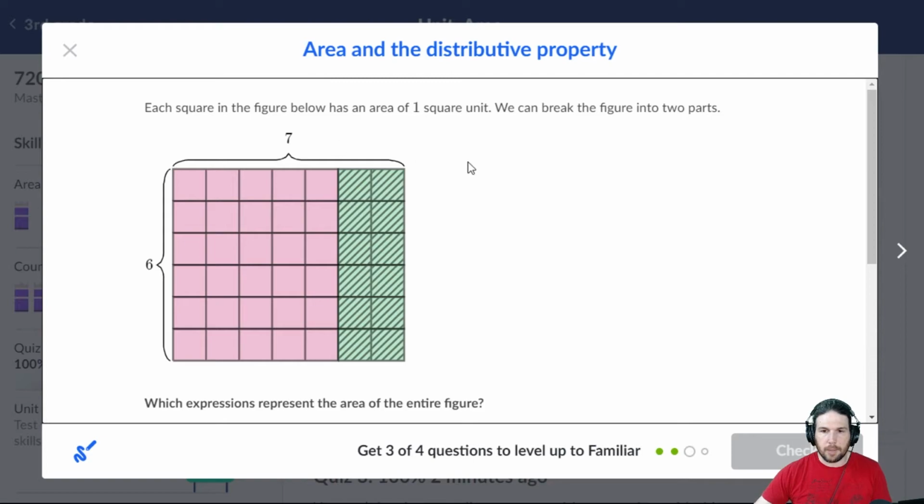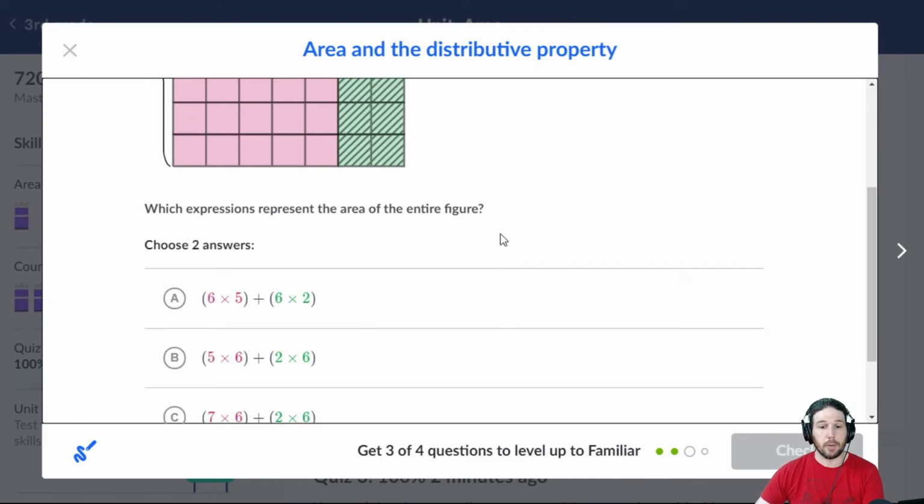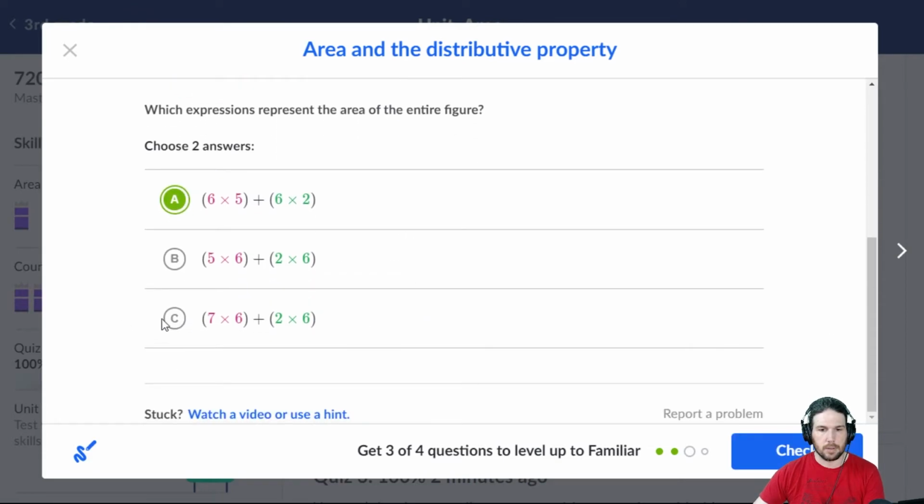Each square in the figure below has an area of 1 square unit, same as always. This looks like 6 by 5 and 6 by 2. Remember, the 7 is the thing being broken down into 2 plus 5. The 6 is being multiplied through. So it is 6 times 5 plus 6 times 2, which is the same thing as 5 times 6 plus 2 times 6, right?